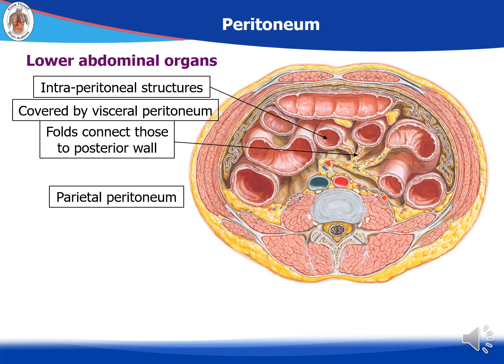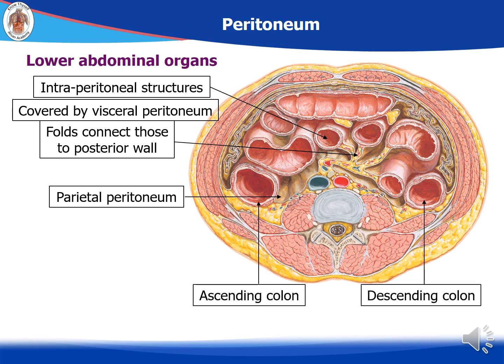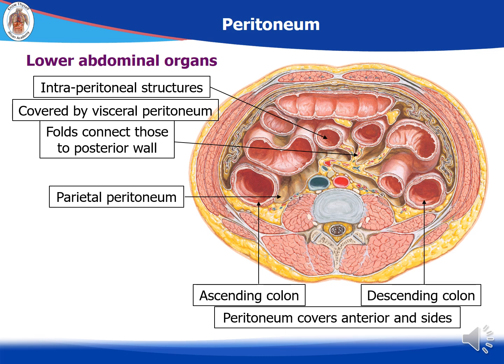Now the outer part, the wall, is covered by the parietal peritoneum, and you can see this is reflected over the organs and running on the posterior wall, and this is the attachment line of the mesentery, and these are the parietal peritoneum. This is the greater omentum that hangs in front of all these organs. You can see this is the ascending colon, this is the descending colon, and peritoneum covers the anterior side and side wall of this organ.